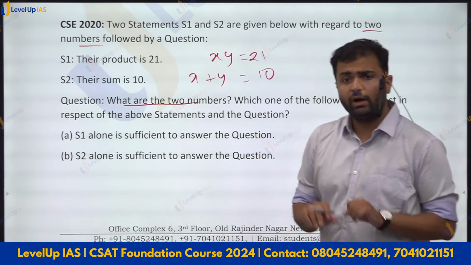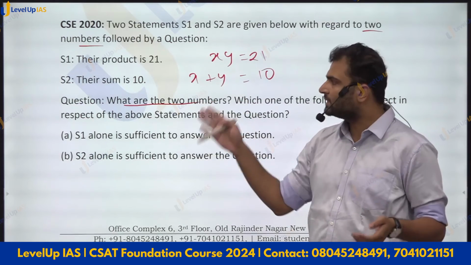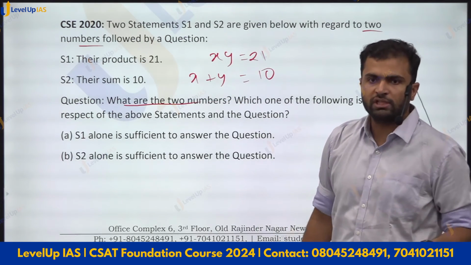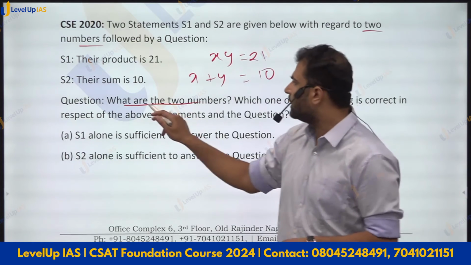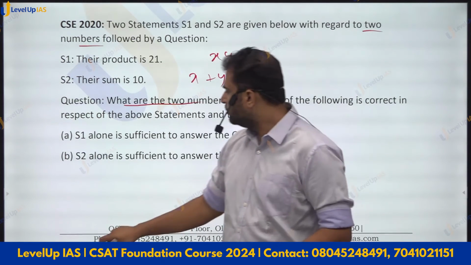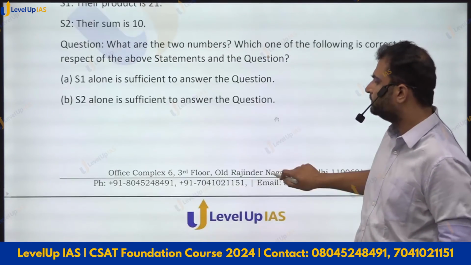Now again we have two unknowns. How many equations do we need? Two equations. Do we have two equations? Yes. Does any statement alone give two equations? No. So we need both the statements, but if we have both the statements, can we find the two numbers? Yes. So the answer is both the statements together are sufficient. Very simple.